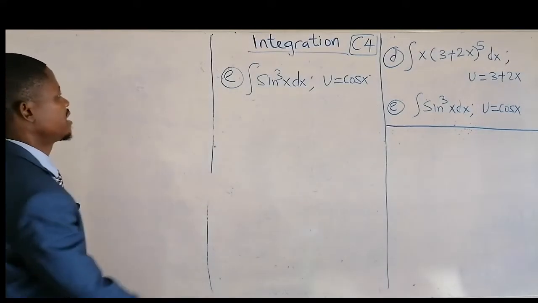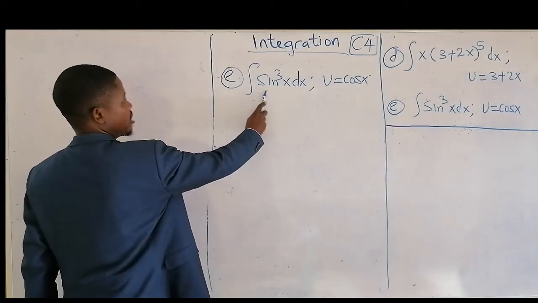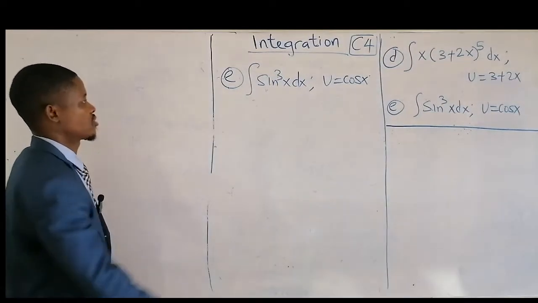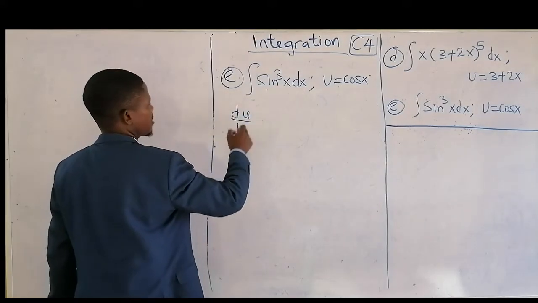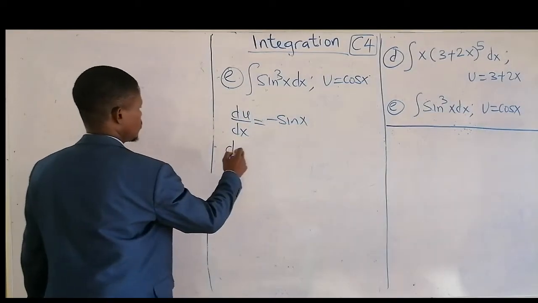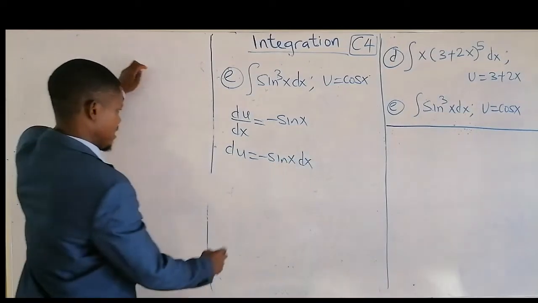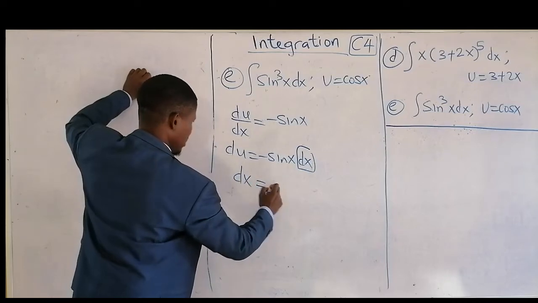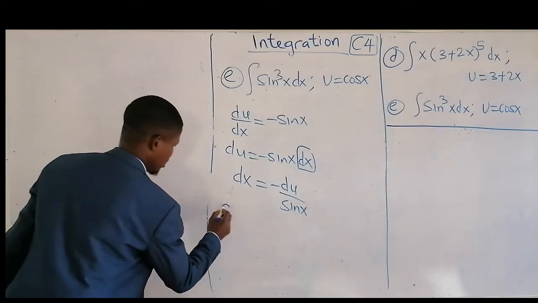Yeah, the e part. We have the integral of sin to the power 3 x dx, and we are trying to use this substitution. So we can just start: du over dx is equal to what? Minus sin x. Okay, so du is equal to minus sin x dx. We can make dx the subject, so that will be equal to minus du over sin x.